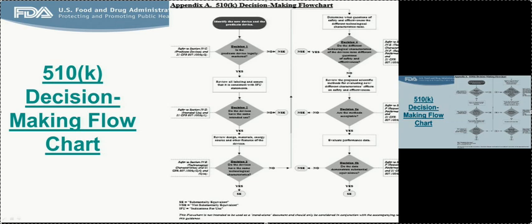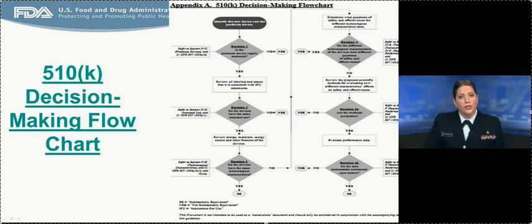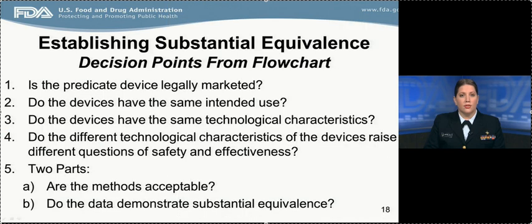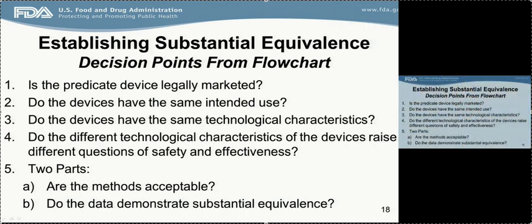So the 510K decision-making flowchart. I don't expect you to be able to read this flowchart right now. We'll go over the decision points in the next slide. But take your attention to Appendix A of that 510K guidance document that I referred to on the previous slide. This decision-making flowchart is what you should be referring to when you're demonstrating your substantial equivalence. So let's go through each of those decision points. This is what the pre-market reviewers are going to be looking at when they look at your 510K submission to make sure that you're following through the flowchart and demonstrating substantial equivalence.